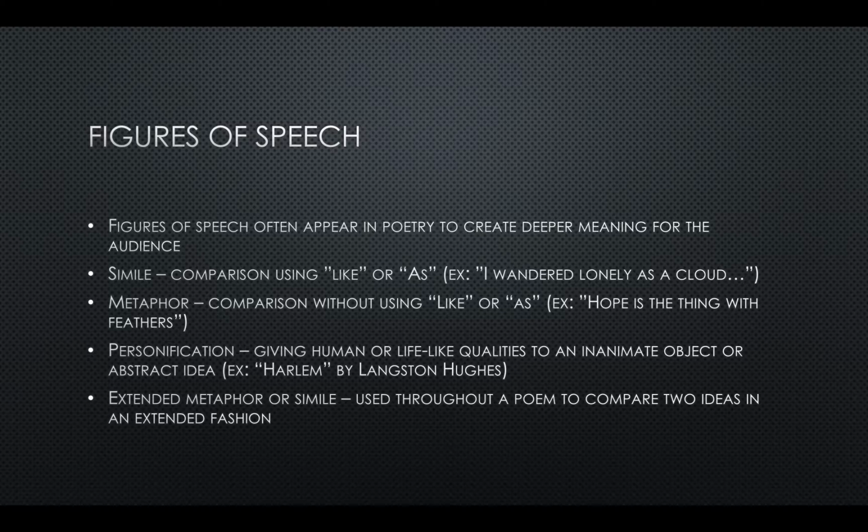So, for example, we have a poem called "Harlem" by Langston Hughes, where he talks about what happens to a dream deferred. Does it dry up like a raisin in the sun? And so he's personifying this idea of a dead dream, essentially. Same thing in Emily Dickinson's "Because I Could Not Stop for Death." She personifies death and says, "Because I could not stop for death, he kindly stopped for me." So she creates this personhood out of the idea of death. And an extended metaphor or simile is used throughout a poem to compare the two ideas in an extended fashion.